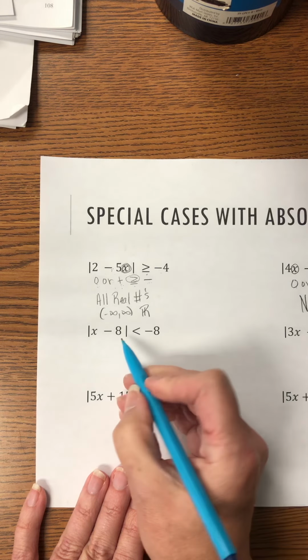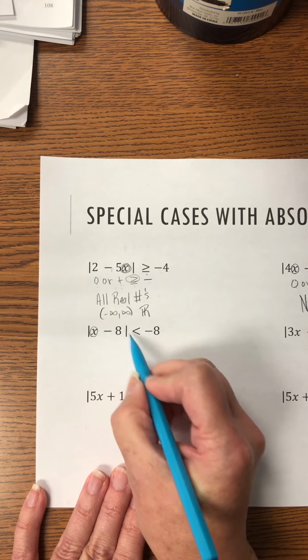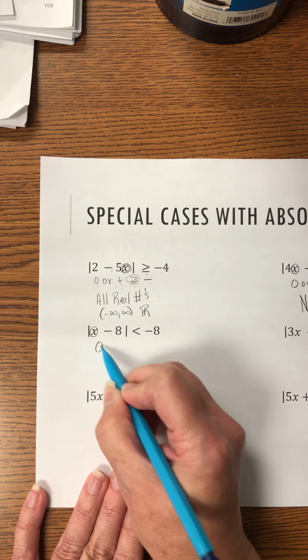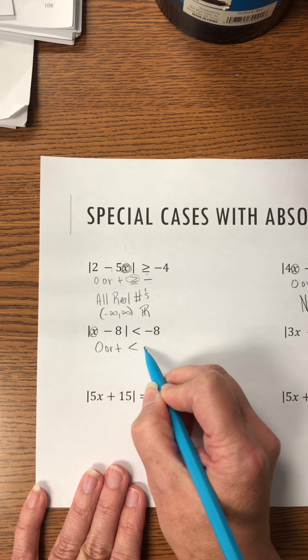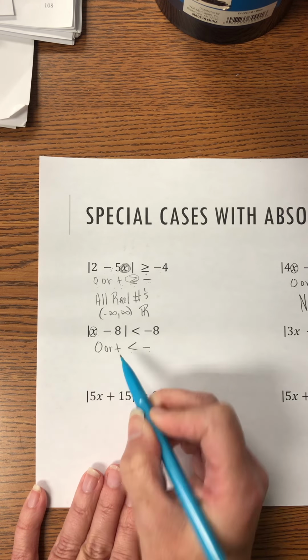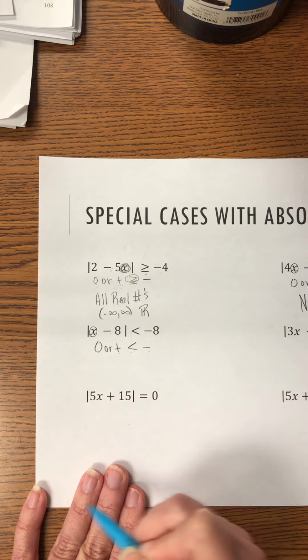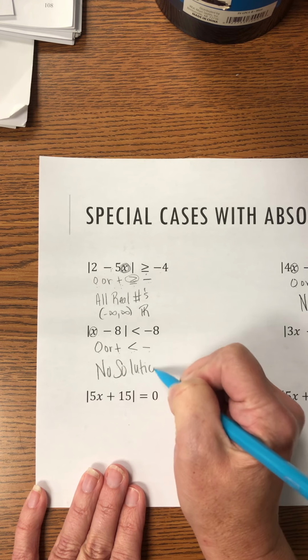Okay, looking at the next one, once again, the absolute value, whatever we plug in for x, when we work it out and take the absolute value, it will be 0 or it will be positive. And so that has to be less than a negative. Is 0 less than a negative? No. Is a positive less than a negative? No. So once again, we're dealing with no solution.